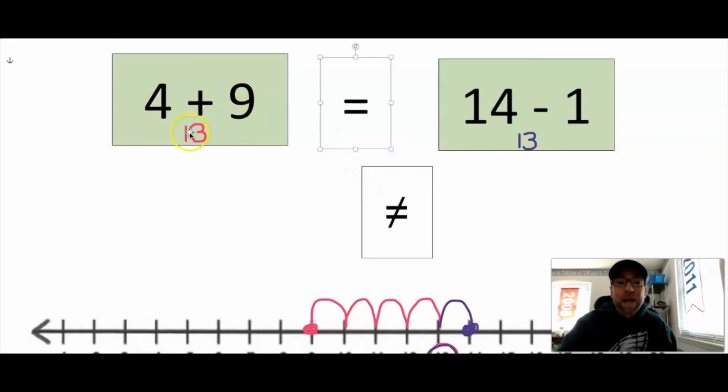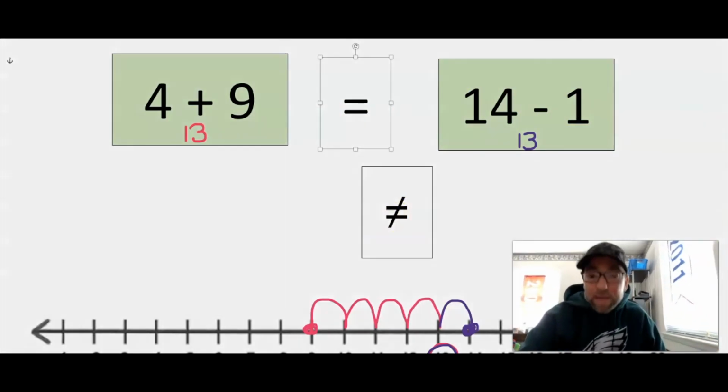4 plus 9 equals 13. 14 minus 1 equals 13. So both number models are equal. Let's see how we would read it. 4 plus 9 equals 14 minus 1. So we could take a look at some number models and we can decide whether or not it's going to be true or false by using the equal sign or the not equal sign between them.